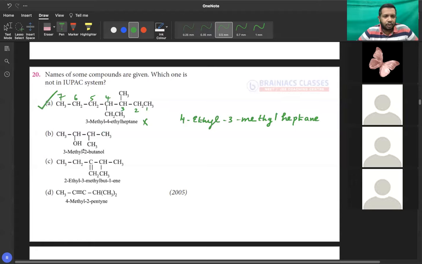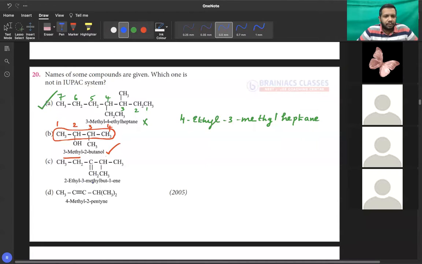Now let's go to the next option and analyze it. Here I can say the parent carbon chain again is this one. I know that the functional group should get the minimum number. So here 1, here 2, here 3, and here 4. So I can say 3-methylbutan-2-ol, or 2-butanol. So this is correct. Now let's go to the next one.